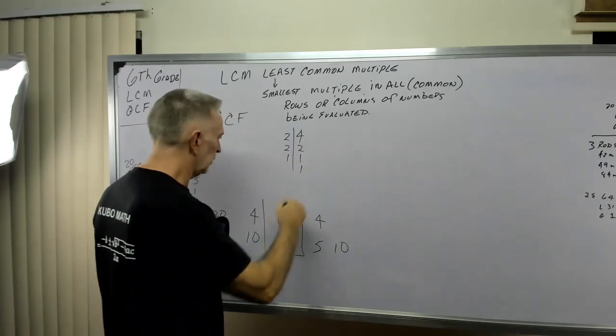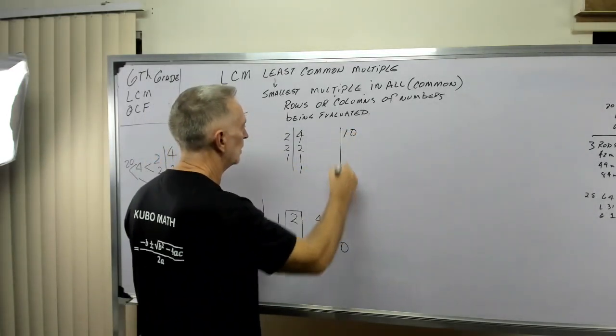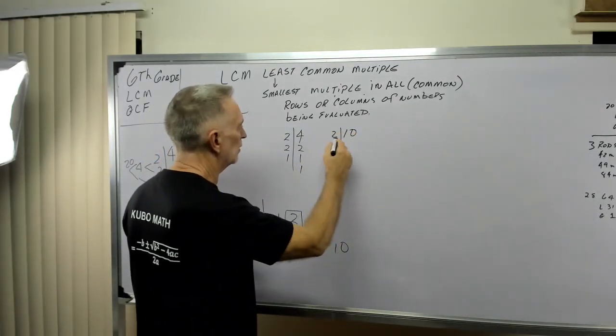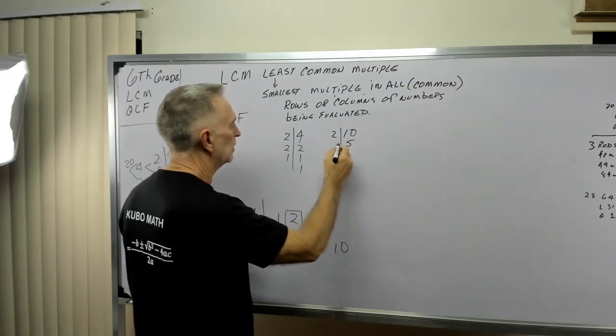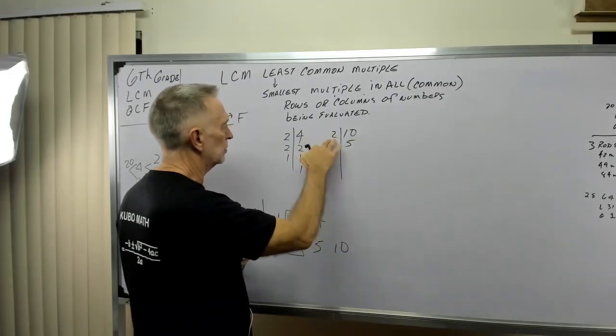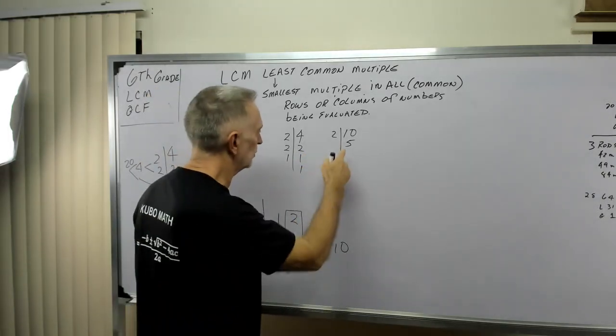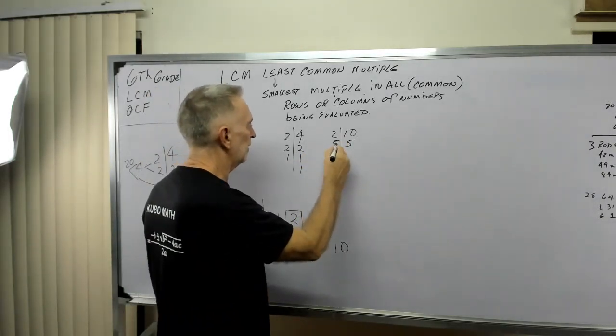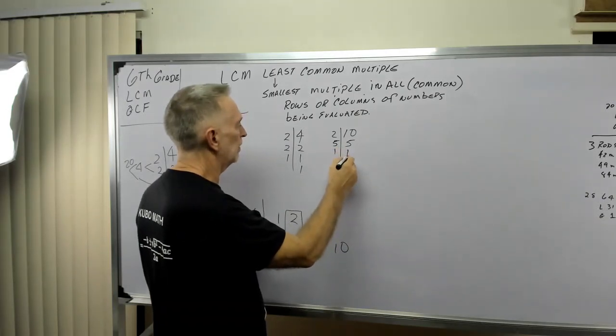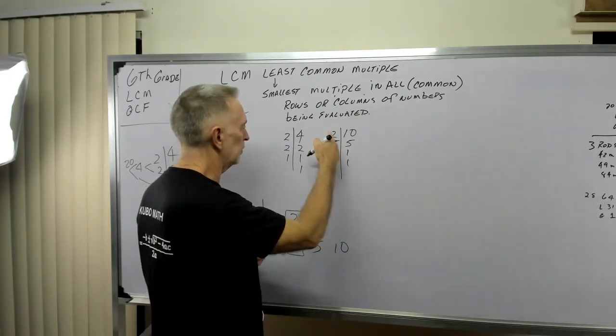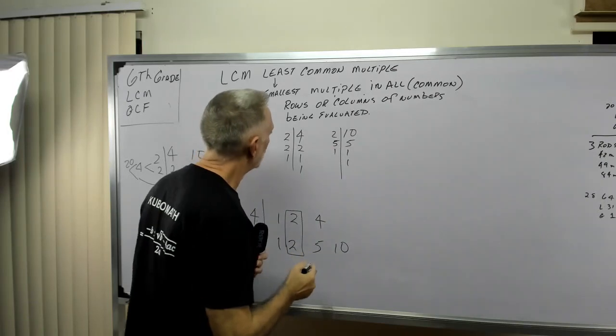Okay? Let me do the 10. 10 divided by 2 is 5. Of course, you know we're doing these because they're even. If they were odd, we'd have to pick a different number, obviously. Okay, 5 divided by 5 is 1. 1 divided by 1 is 1. So now I have a 2, 5, and a 1.